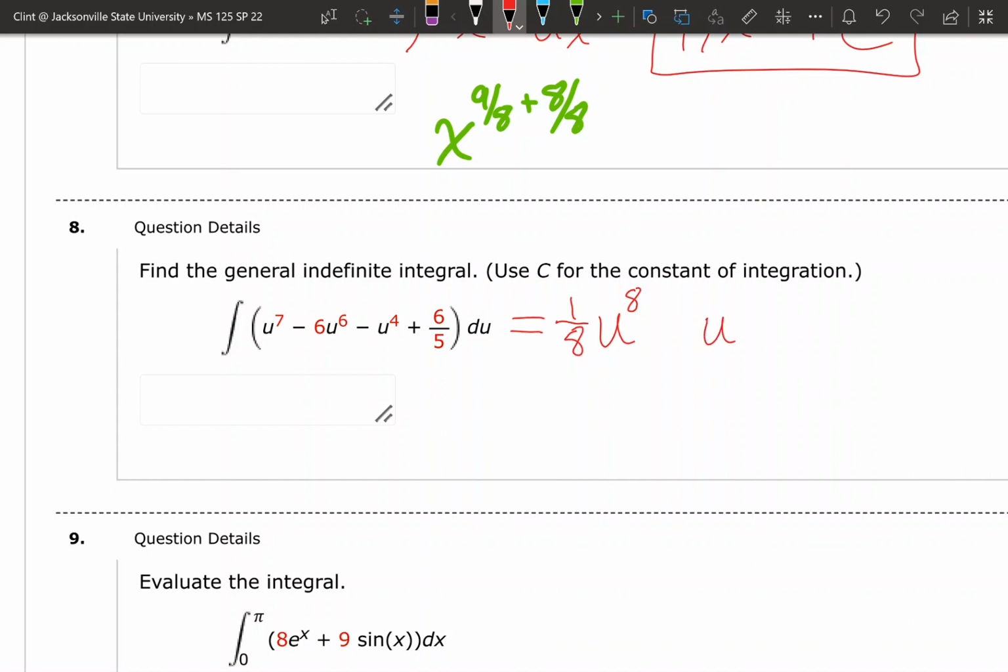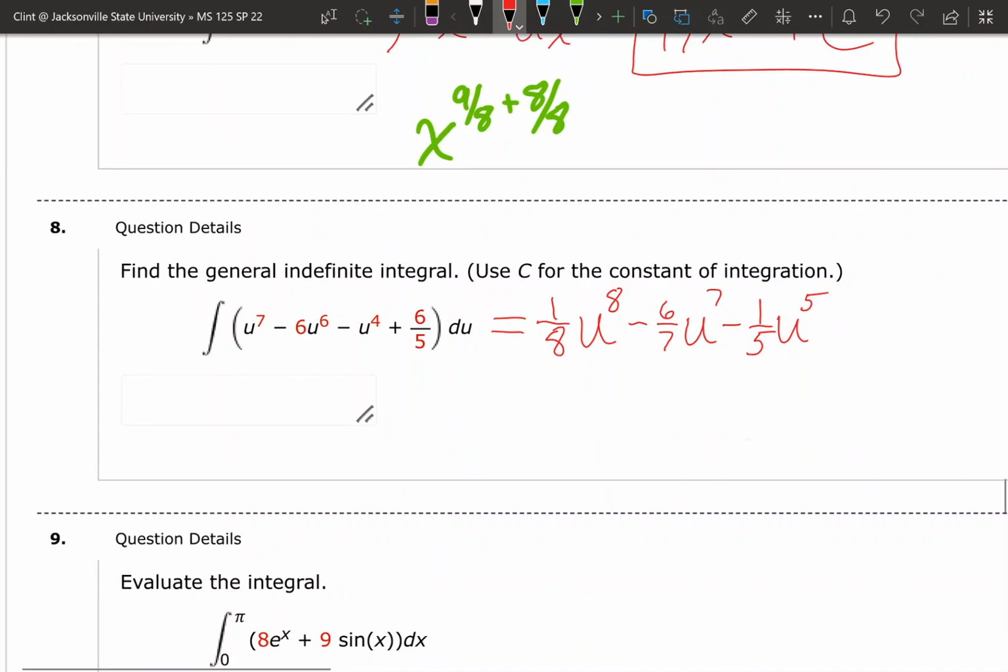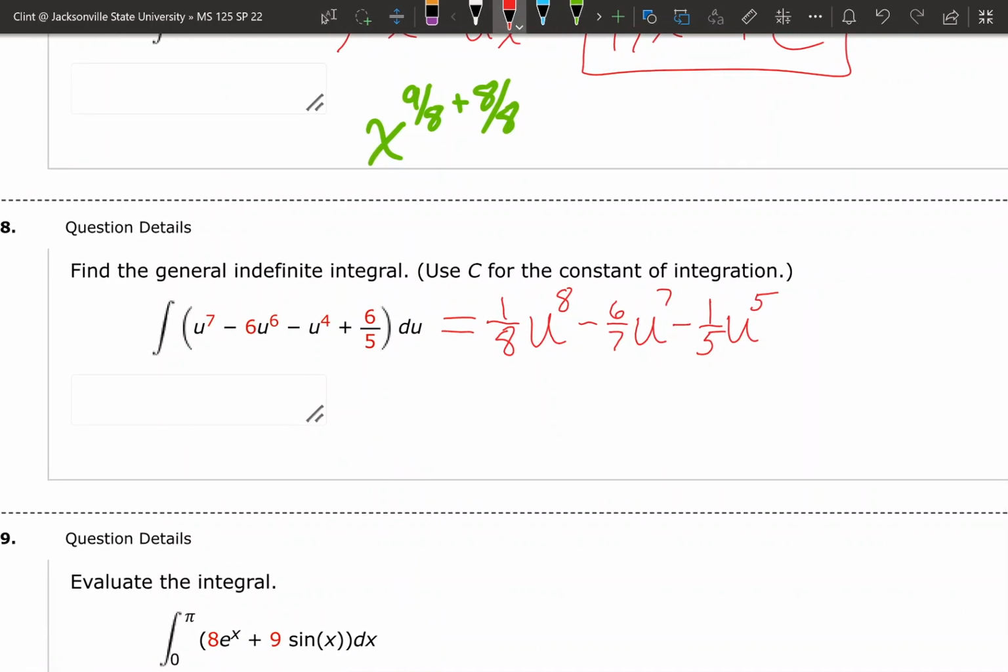Next term, we add 1 to the exponent, we get 7. We had a negative 6 out there, so we got to divide that by 7, so negative 6 over 7. Next one, if we add 1 to the exponent, we get 5. We had a negative 1 out there, so we got a negative 1/5. And then we got a constant, 6 over 5. So if we have a constant, then what do we have to do to get an antiderivative? Just add a u to it. Add a variable.